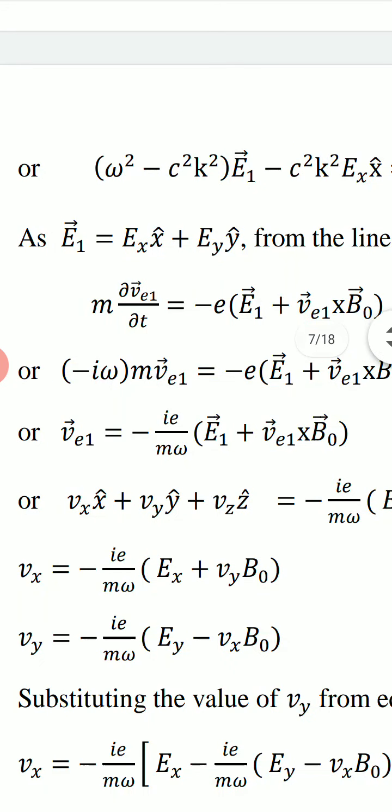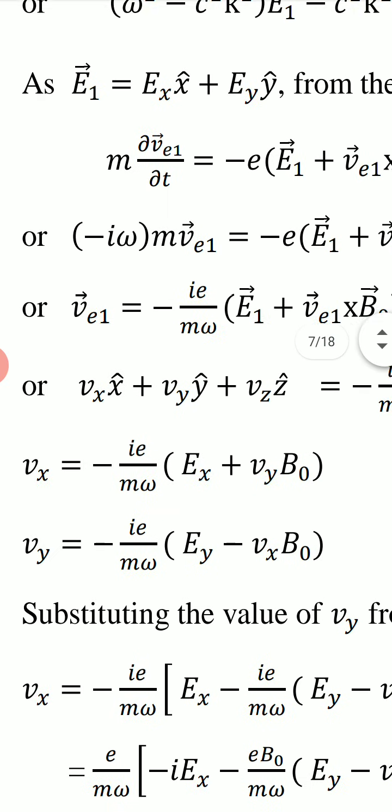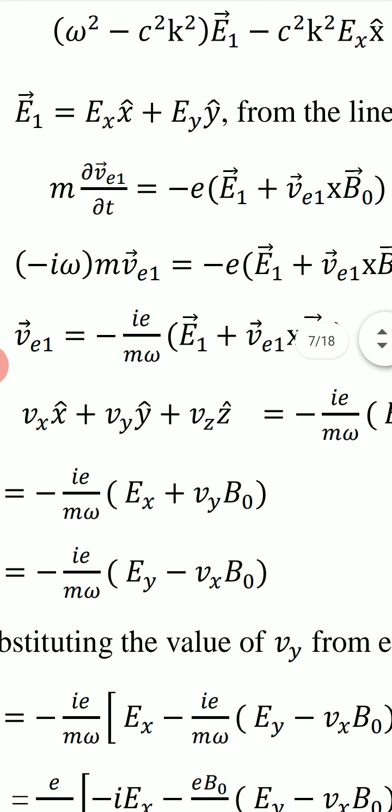Now E1 vector is Ex x cap plus Ey y cap. Then from the linearized equation of motion of electron, the equation of motion of electron is this: m delta v upon delta t. It is mass into acceleration. And for v, we write ve1, the velocity of electron, because we are writing the equation of motion for electron. So in the left hand side we have mass into acceleration. Acceleration is delta v upon delta t, and v is ve1, velocity of electron.